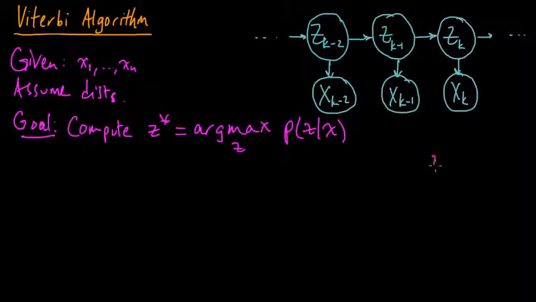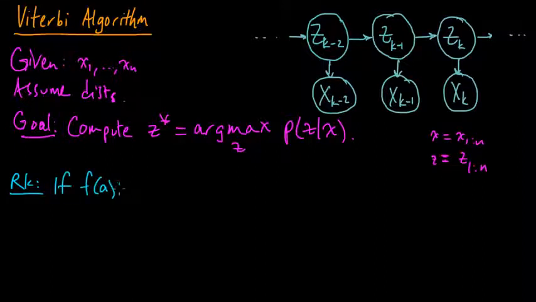So here I'm using z for z1 to n and x for x1 to n, all the x's. So that's what we're going to do in the Viterbi algorithm. And it turns out to be very similar, actually. It applies very similar ideas to the forward and backward algorithms. So first, let's do a little remark. I want to pull out this little observation ahead of time, so we don't have to be distracted by it in the middle of the important part of the computation.